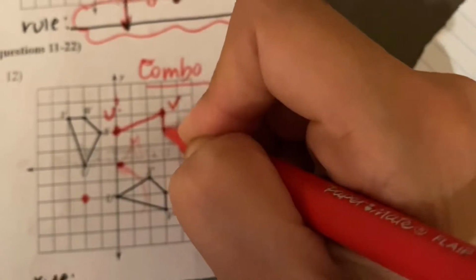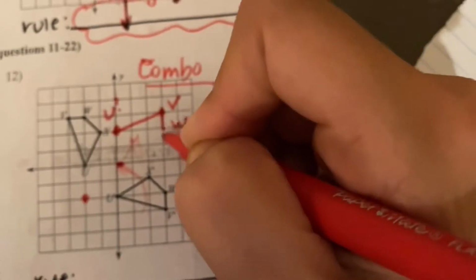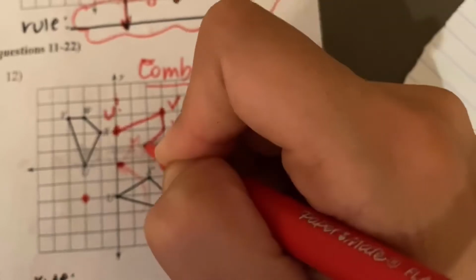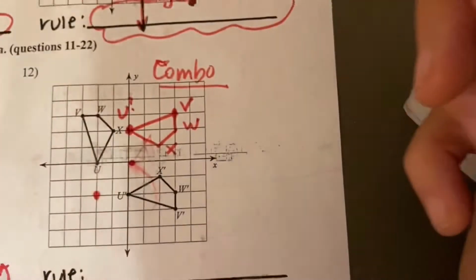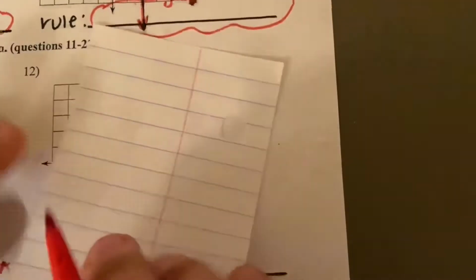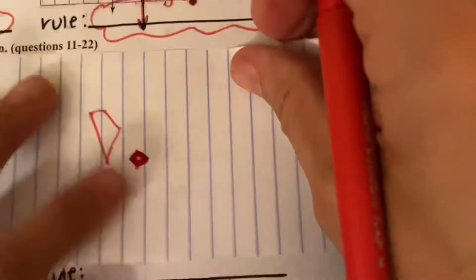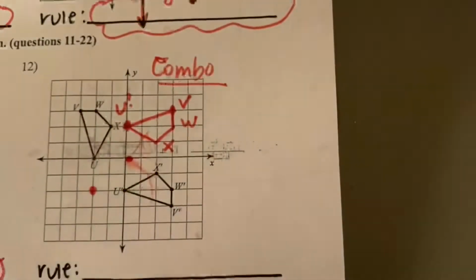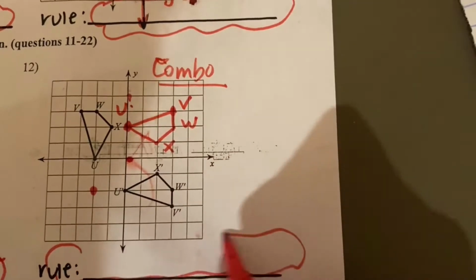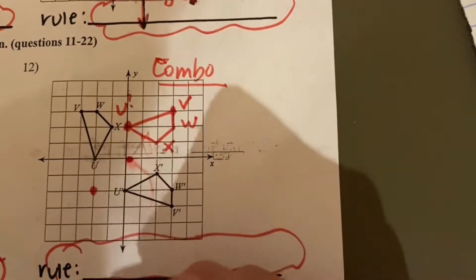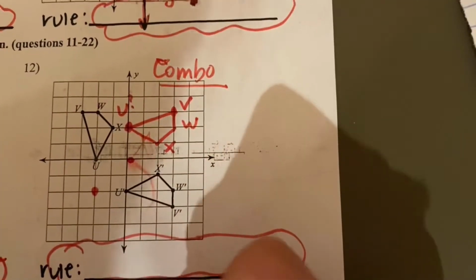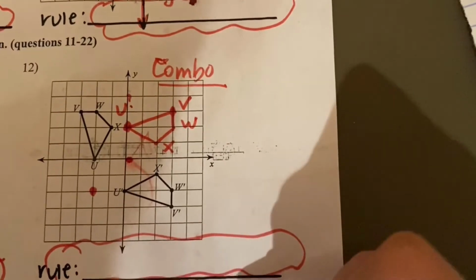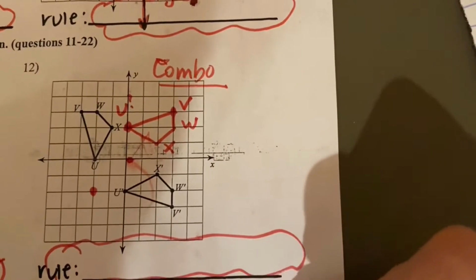V, W, X, back to you. Okay, so there's my shape. Let's double check I wrote that right. So this rotated, that looks awesome, and then I'm gonna flip it over. So that's a lot going on, and I might not be ready to write the rule, but I definitely rotated 90 degrees clockwise.